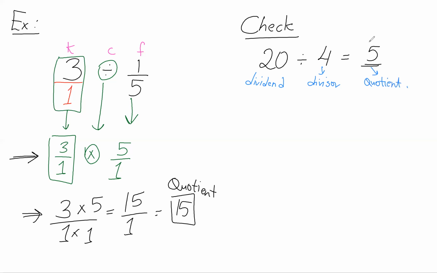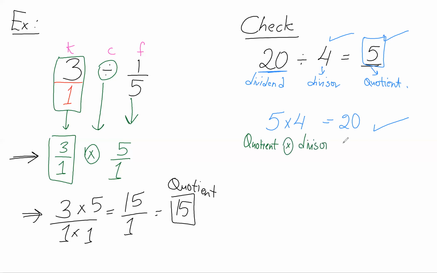If I want to check that my answer is correct, I take my answer and I multiply it with the divisor. So 5 multiplied by 4 would give me 20, which is the dividend, which shows that my answer is correct. So in order to check, I always multiply my quotient with the divisor. And if my answer is similar to the dividend, that means that my quotient was correct.